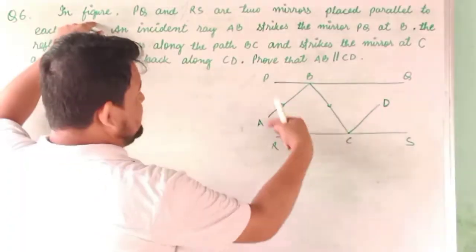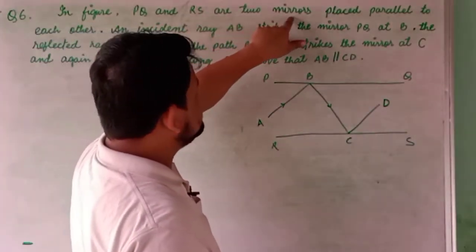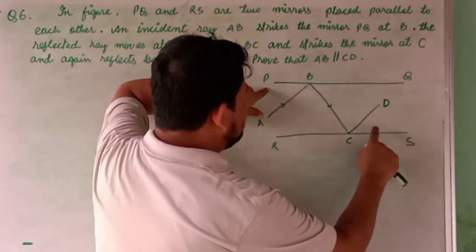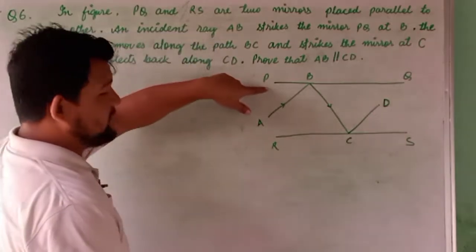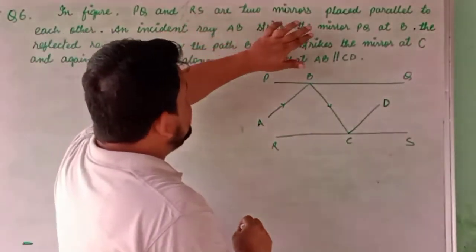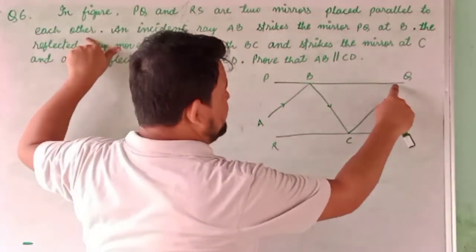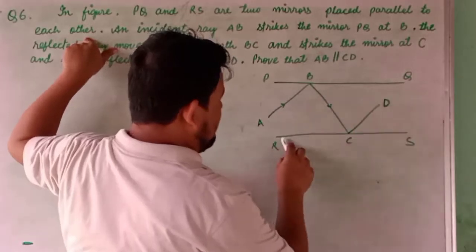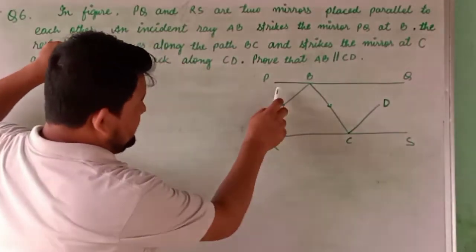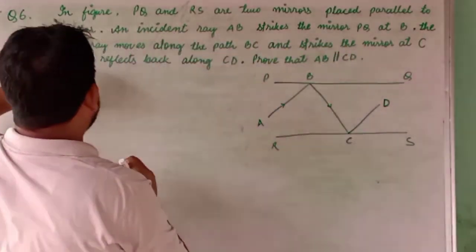In this figure, PQ and RS are two mirrors. You know what a mirror is. They are placed parallel to each other. These two mirrors, PQ and RS, are placed parallel, it is said. So these two lines are parallel.